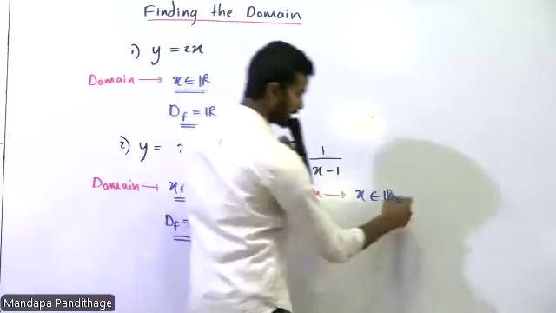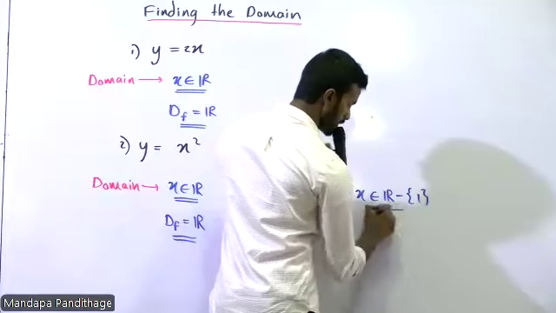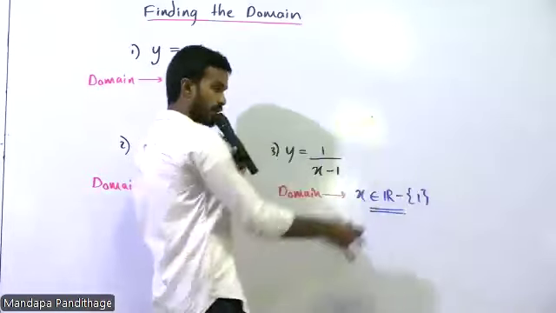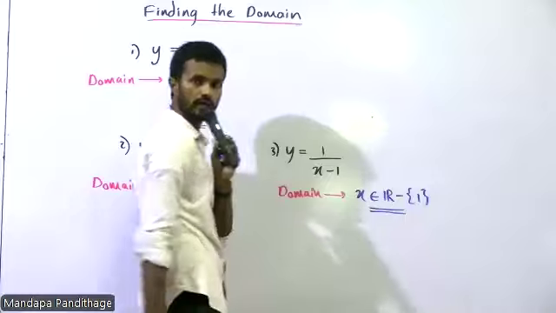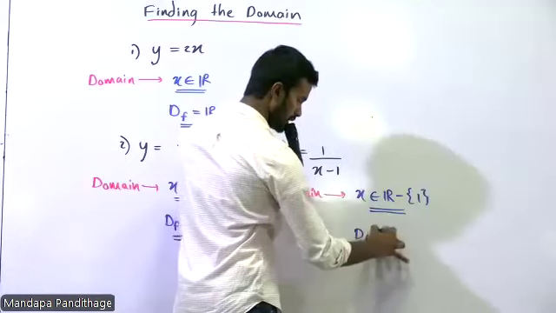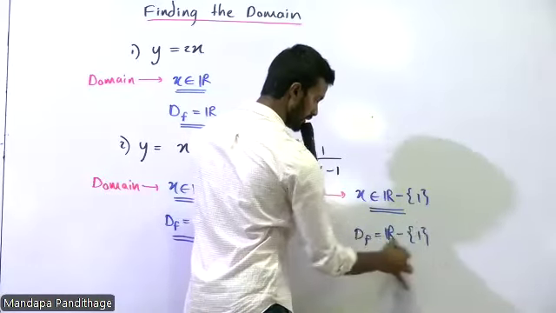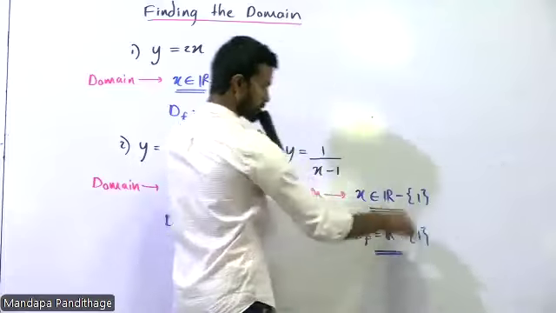So how can I write it? Minus 1. So I have taken out 1 from the real number set. From the real number set, I have taken out 1. Or else you can write that the domain is equal to the entire real number set excluding 1. So I have excluded 1 here.